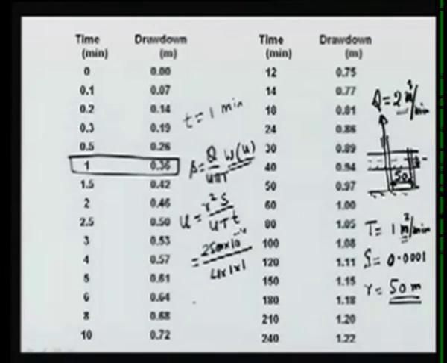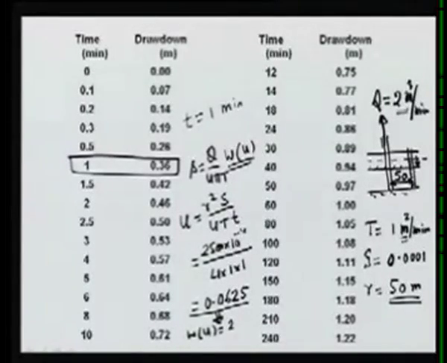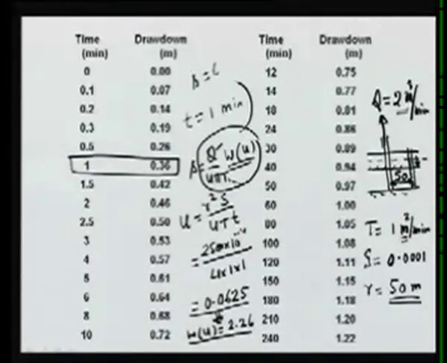So if we do this, U, which is a dimensionless quantity, will come out to be 0.0625. And corresponding to this U, we can look at the well function tables, or there are some formula which give us the well function for any given value of U, and using that we can see that W(U) is equal to 2.26. So putting the value of W(U) here and the value of Q as 2, T as 1, we can get S equal to 0.36 meter, which is what is shown here.